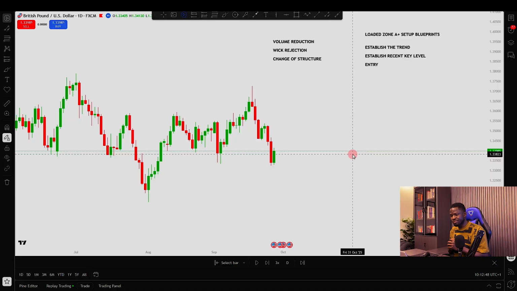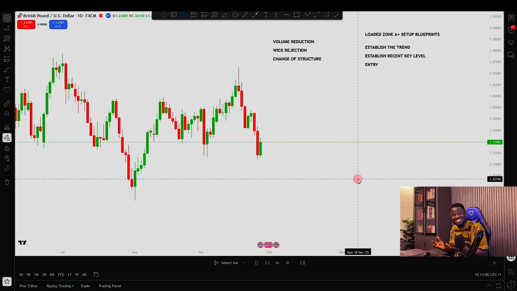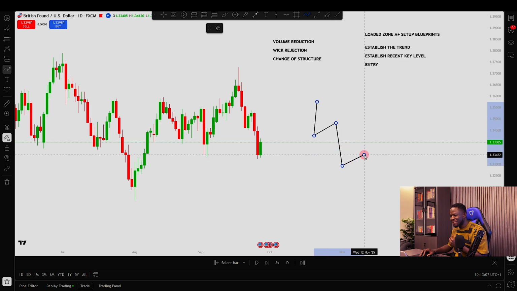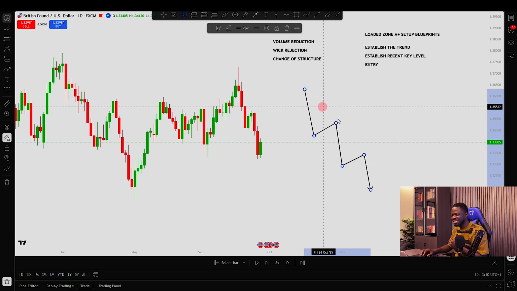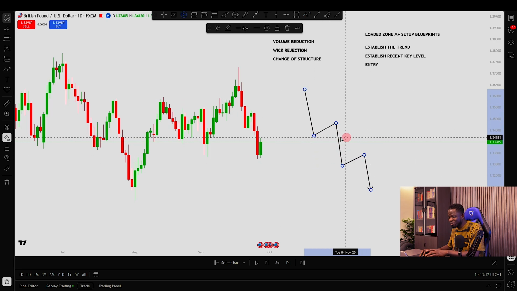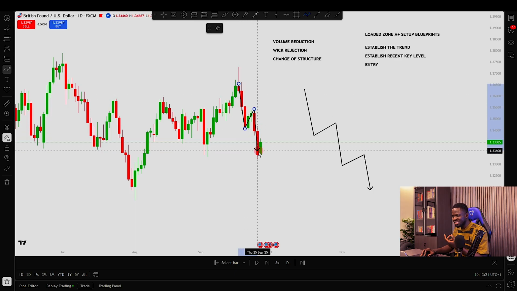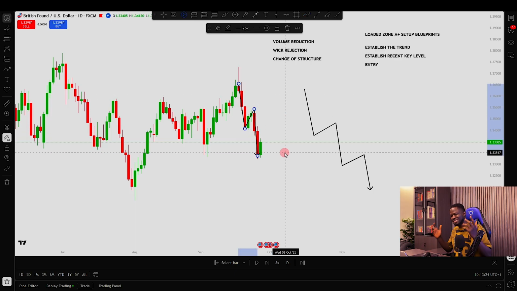The next market pair where we want to trade our Loaded Zone A+ Setup this week is GBP USD. You can see that the price action is trending to the downside. Why? Because we can see the features of a bearish market condition. Whenever you see this pattern, it's a sign that sellers are dominating the market. Now let's take a look at the condition on the daily time frame. Price action created a new low here, a lower high, then a lower low. That signifies sellers are ruling the market.